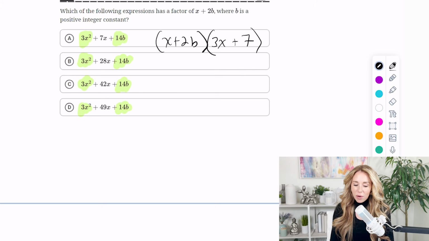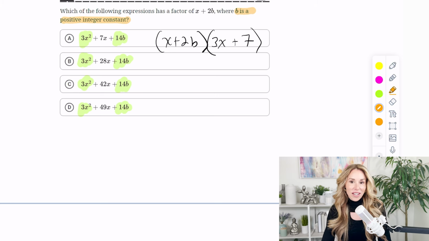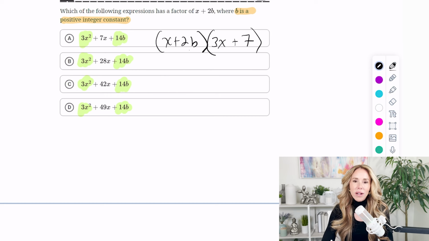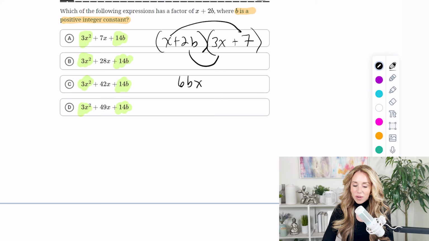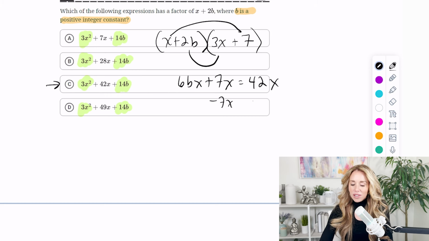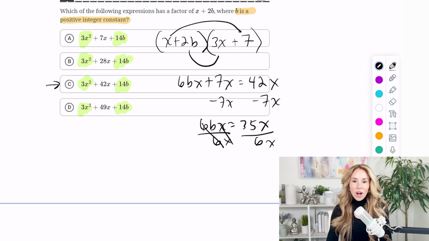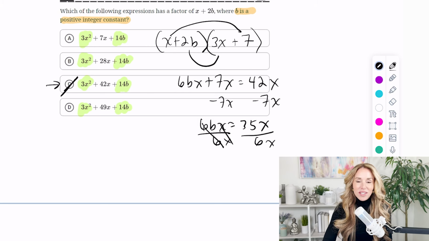So the only thing in question now is, well, what middle term is going to work to make b a positive integer constant? What's an integer? It is a whole number. So what I'm going to do is I'm going to actually think about, well, what makes my middle terms? This times this, so I have 6bx, and this times this, so I have plus 7x. Now let's test one. Let's just say we're going to test c. Can that equal 42x? Well, if I take 7x away, I have 6bx equals 35x. And then if I divide by 6x to solve for b, 35 is not divisible by 6, so b will not be an integer constant. So that's why c does not work.